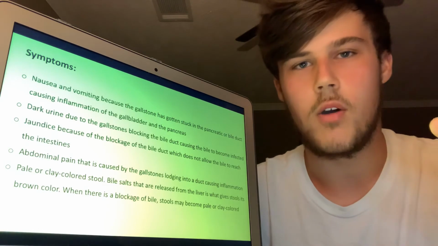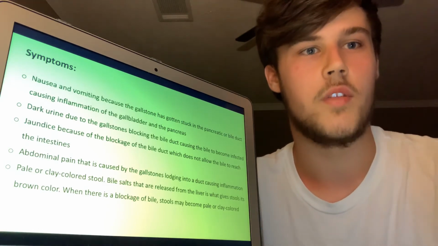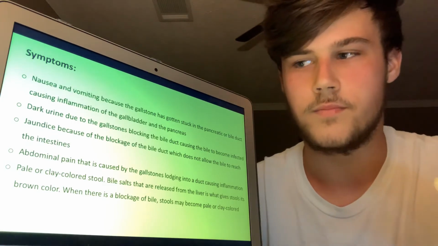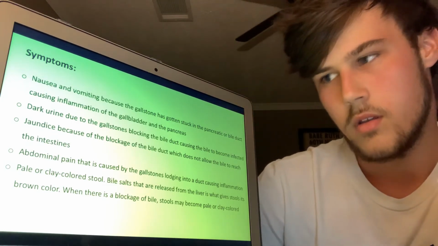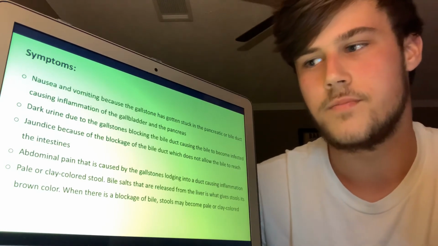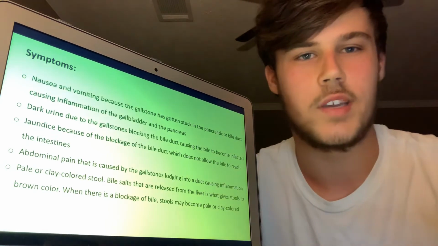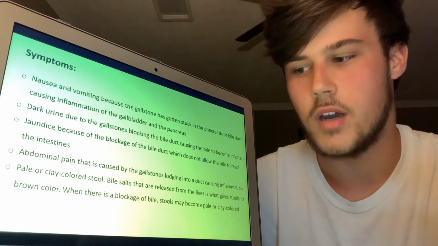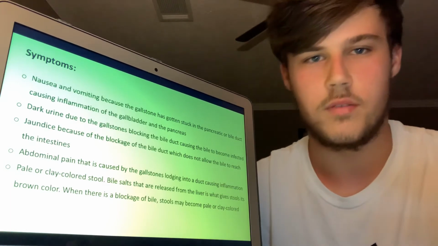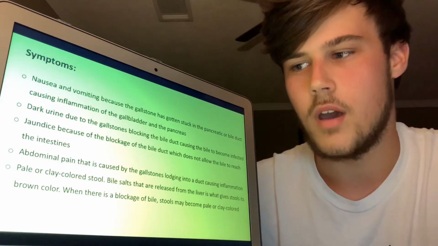It doesn't allow the bile to get to the intestines. And abdominal pain is caused by the gallstones lodging into one of the ducts, and that causes inflammation, and that's what puts off pain in the abdomen.